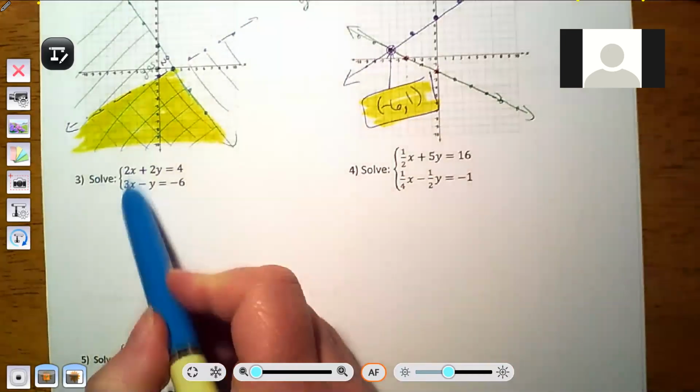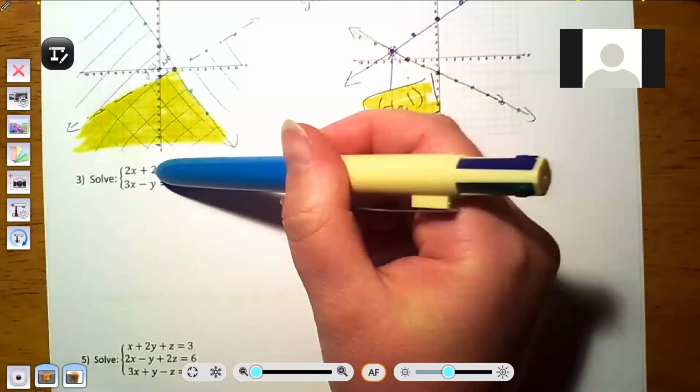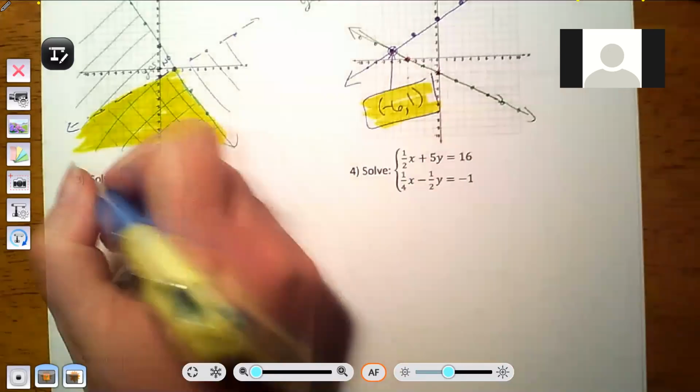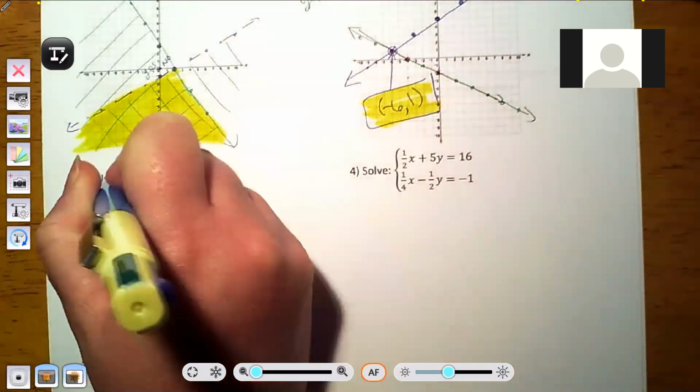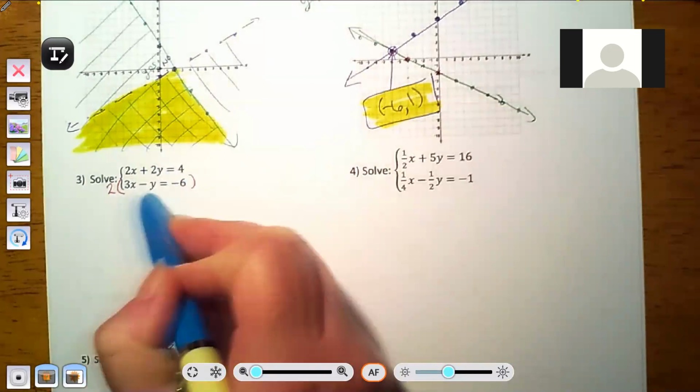So I could get these to be 6 and -6. That's the lowest common multiple. Or I could get these to be 2 and -2. That would be the lowest common multiple for the y's. So I'll go ahead and just multiply this by 2. So I'll have 2y and -2y.